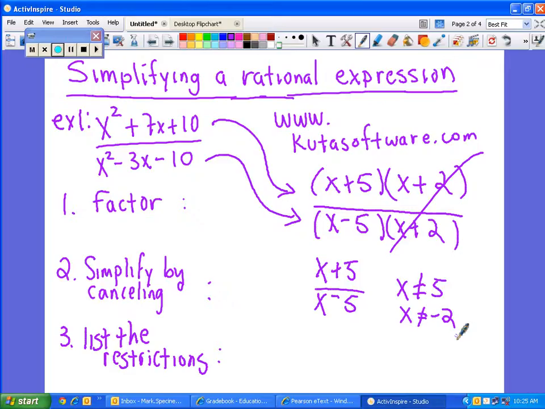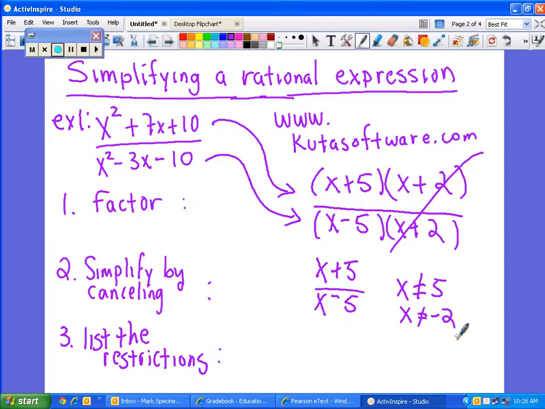Now if you want to check your work, go back to the original expression and plug in negative 2. Negative 2 squared is 4. Negative 2 times negative 3 is positive 6. I get 4 plus 6, which is 10. 10 minus 10 makes 0. And you cannot divide by 0.